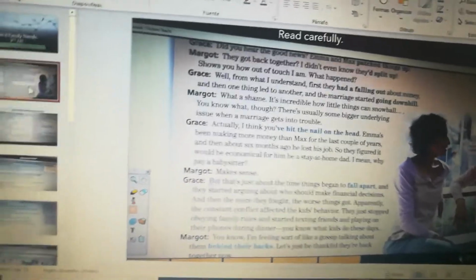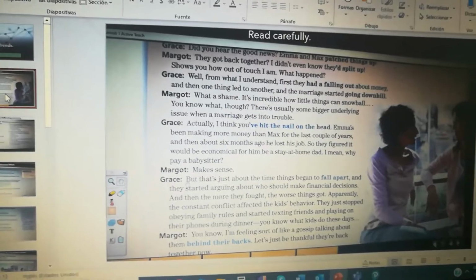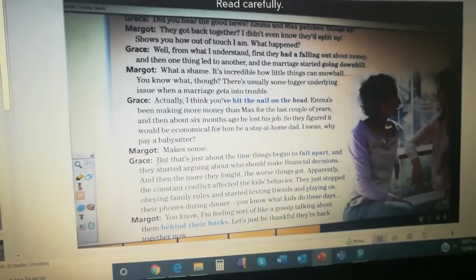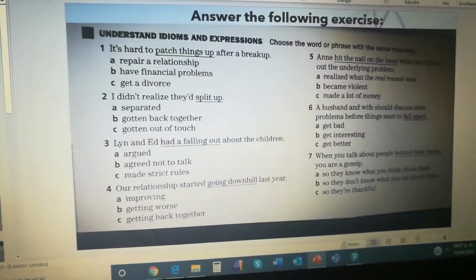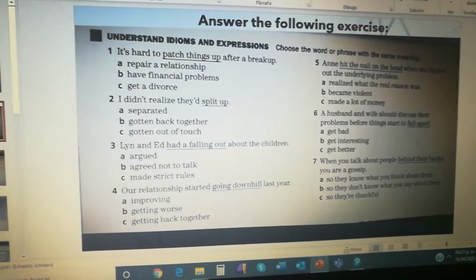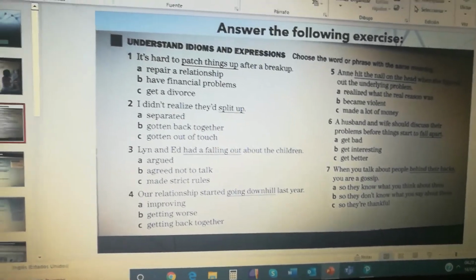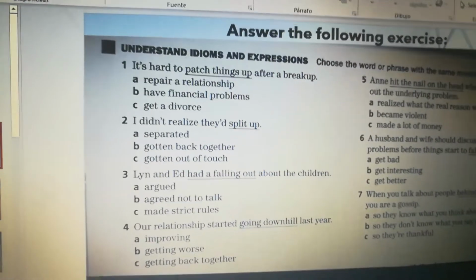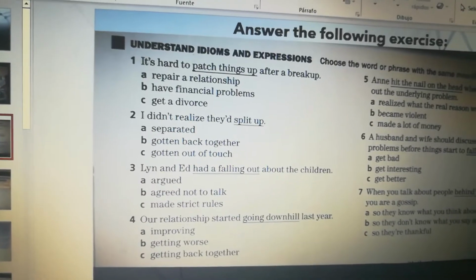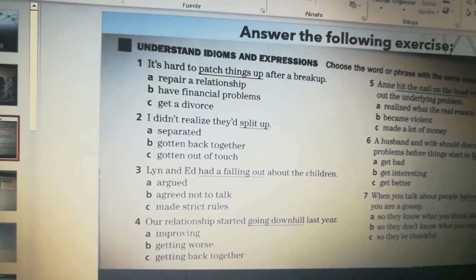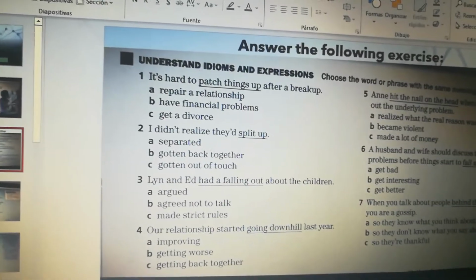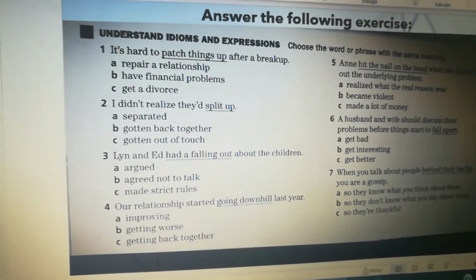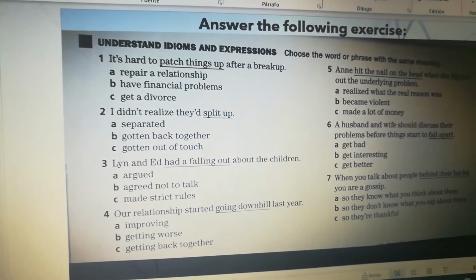Okay, read carefully, like the book. So you have the funny story and you need to read the text. Then you have in the next slide an exercise about this. For example, this exercise is about understanding idioms and expressions. Number 1 is "hard to patch things up after a breakup." And you have 3 options, A, B, or C, and you select the correct one. This exercise is about the text that you have in the previous slide.